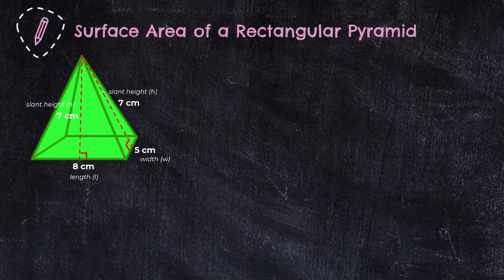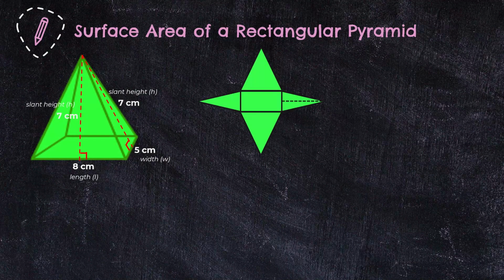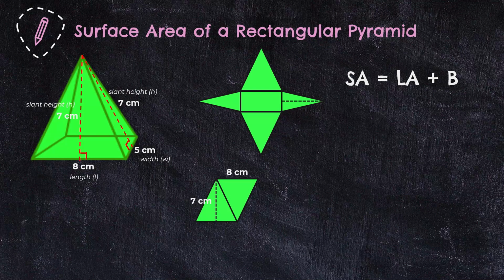Next, we have the surface area of a rectangular pyramid. So let's unfold the figure. To find the surface area of the rectangular pyramid, all you have to do is find the sum of the area of the lateral faces and the area of the base. Since the opposite lateral faces of a rectangular pyramid are equal, they can be formed into a parallelogram. To find the area of a parallelogram, all you have to do is multiply the length and its height.